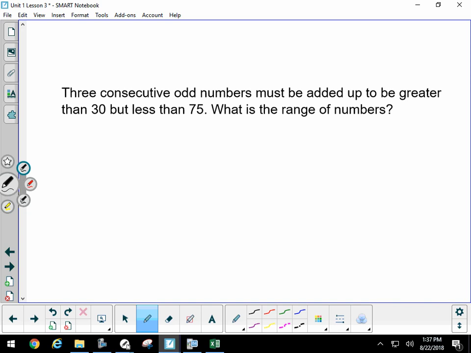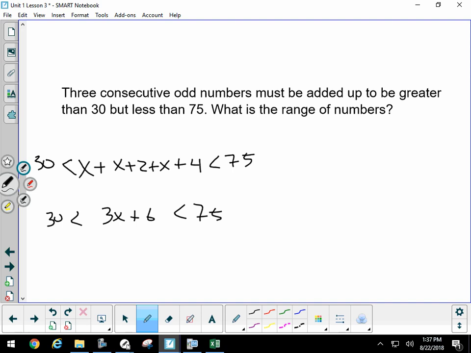Let's solve that. 3 consecutive odd numbers, so that's a number plus 2 to get our second odd number, plus a number plus 4 to get our third odd number, is to be added up to be greater than 30, but less than 75. Okay? We have this compound inequality. We can add things up. And again, we can split this into 2 or just work all at once. Maybe I'll add negative 6 everywhere. This turns into 24. This turns into 69. And then divide by 3. I get 8, and I get 23.